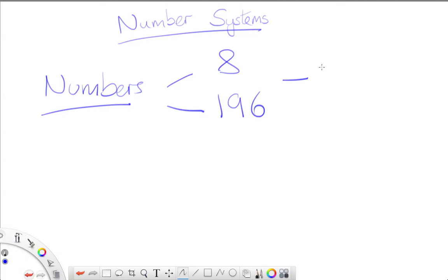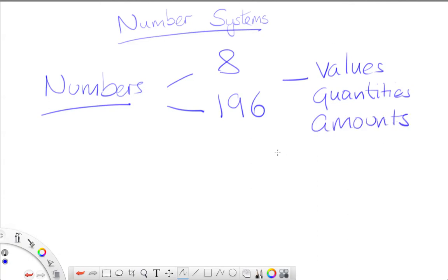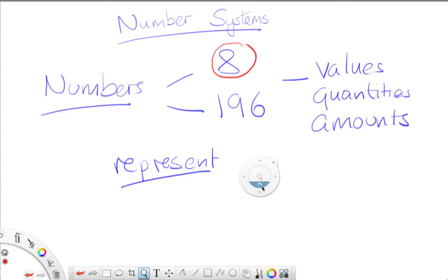They're used to represent values, maybe quantities, maybe amounts. So we use them to represent. Now this word, represent, is key. We use them to represent numbers. So this here represents the number 8. It isn't the number 8, it merely represents it.